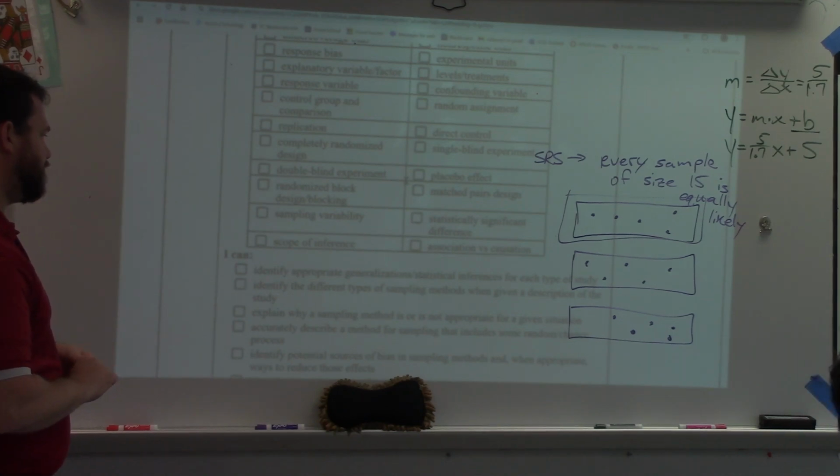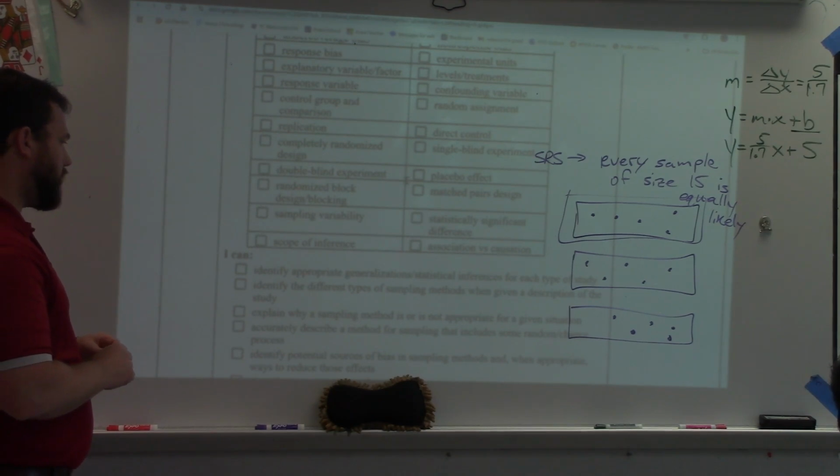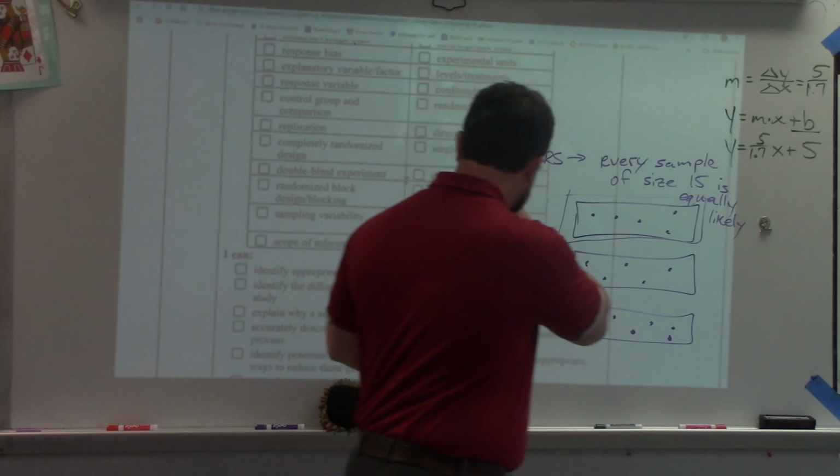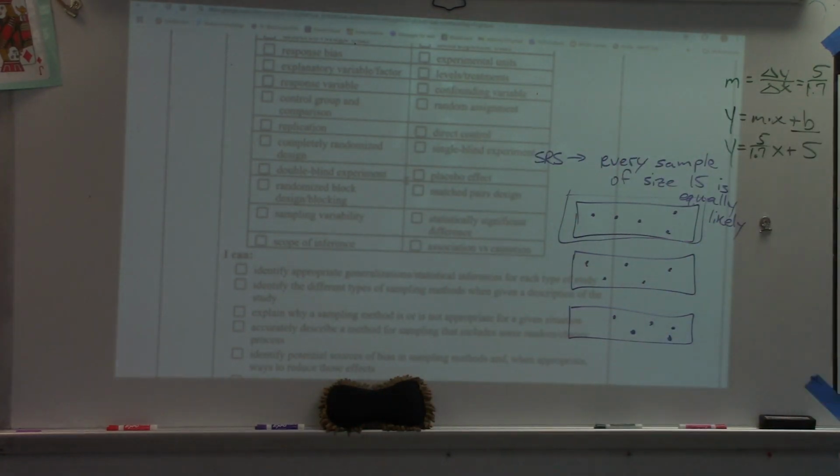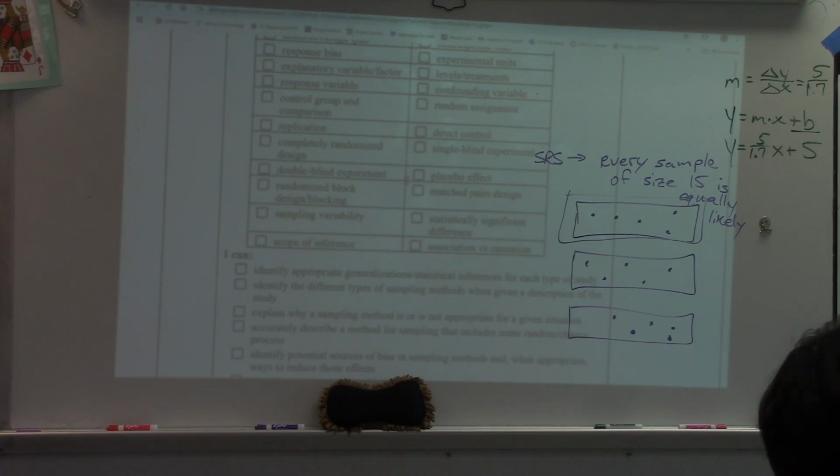I think that's all that I wanted to talk about. Make sure that you know how to describe a method for sampling, which is guaranteed on every single test: you have to describe how to sample or how to assign treatments. What are the 3 things you gotta do? Label, randomly generate, and select, right? So RNG. Label all of your individuals with a unique number, randomly generate with a random number generator a number of unique identifiers, and then select the individuals for the study.